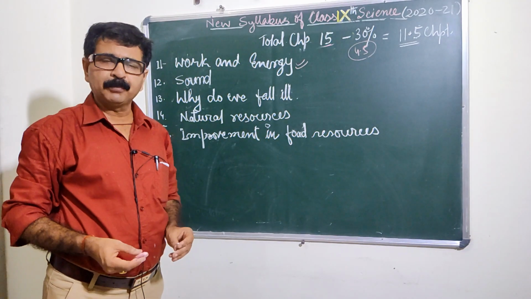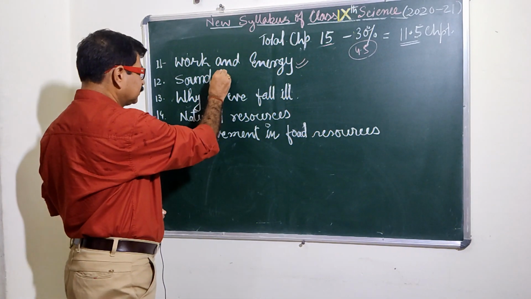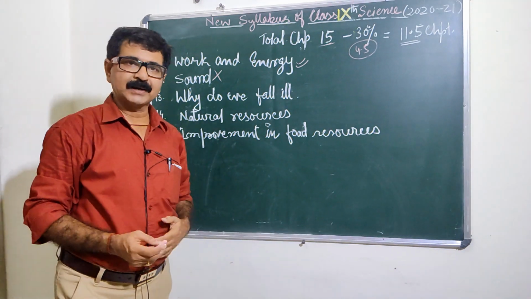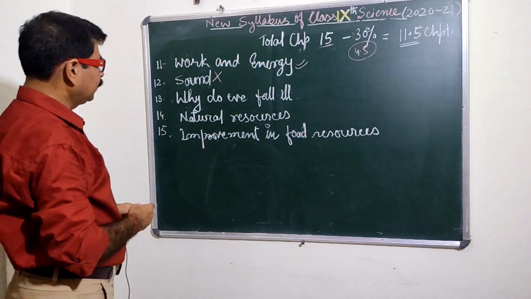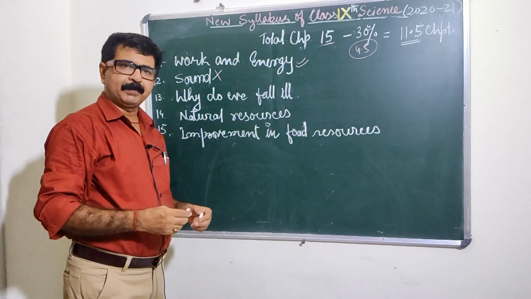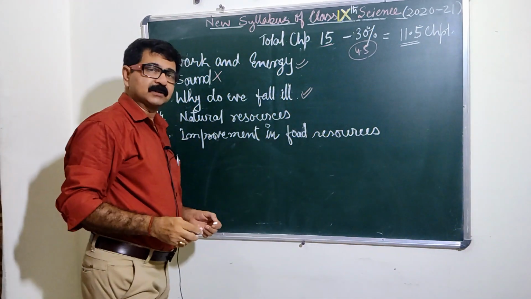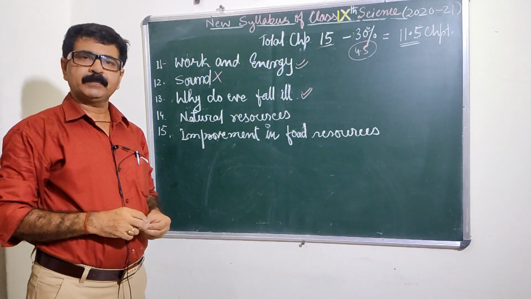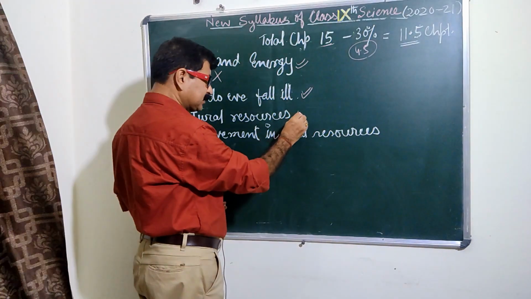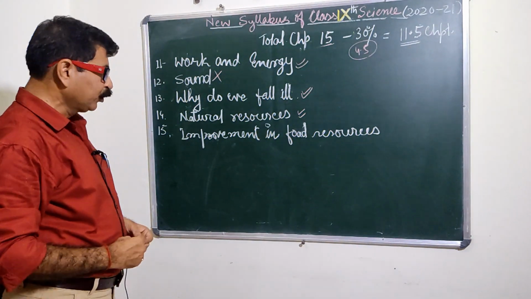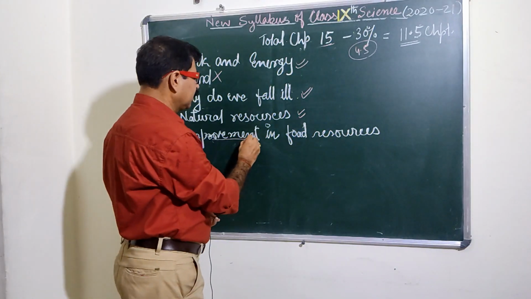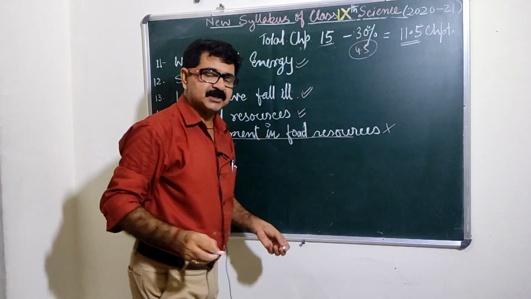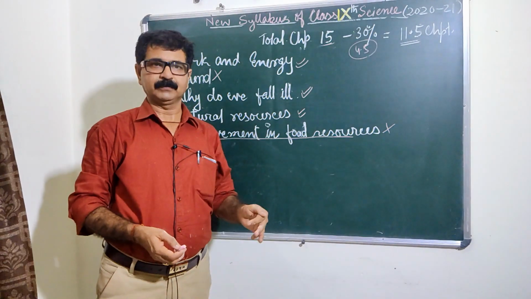Sound, again, is also an important chapter, but this time the CBSE has curtailed this chapter. It is not in this session; this chapter has been reduced by the CBSE. Then Why Do We Fall Ill, a chapter from the bio part, is in our syllabus regarding health. Then the next chapter is Natural Resources, a very important chapter, which defines nature. It is in our syllabus. But chapter 15, Improvement in Food Resources, we have read about this in 8th standard. Now this chapter is also curtailed by the CBSE. It is also not for this session.